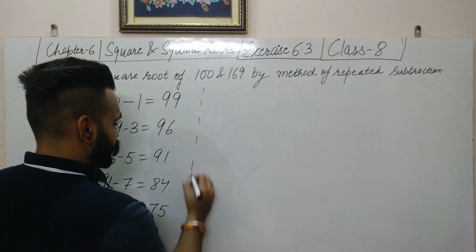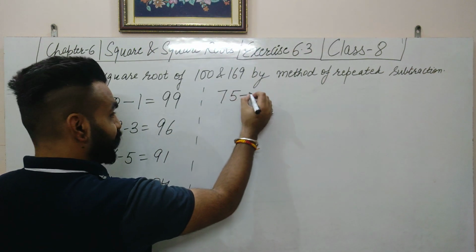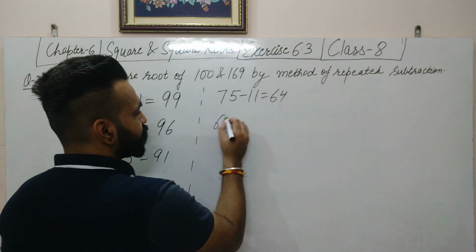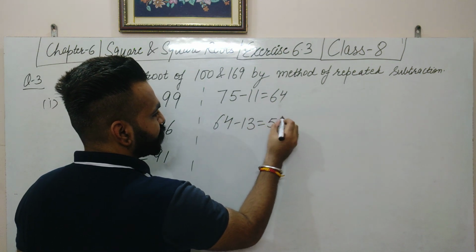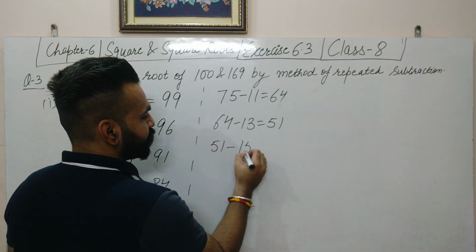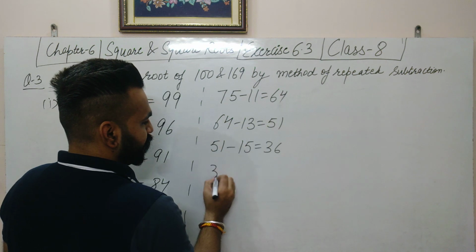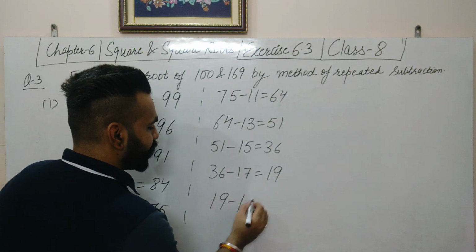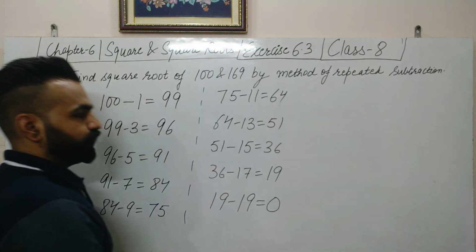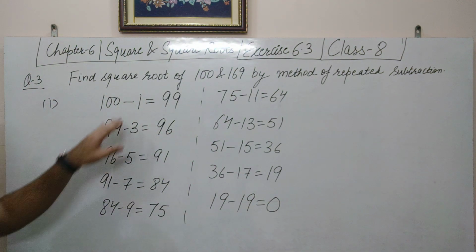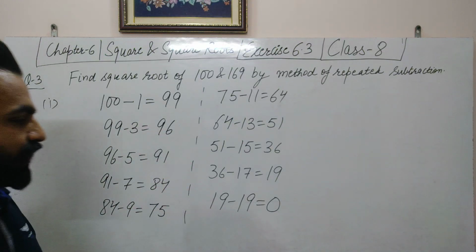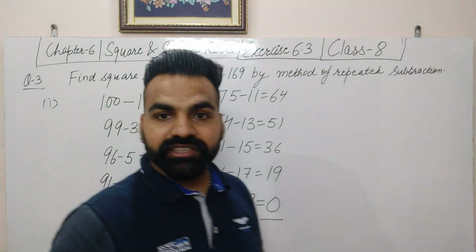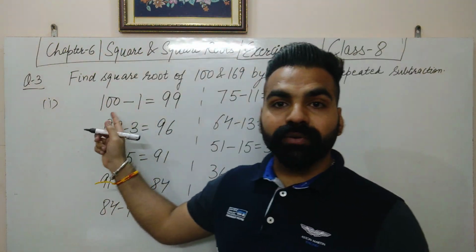Next, 75 minus 11 is 64. 64 minus 13 is 51. 51 minus 15 is 36. 36 minus 17 is 19. And last, 19 minus 19 is 0. So when we subtract the odd numbers in this way, the last answer is 0. And we know that whenever the answer is 0, then the given number is a perfect square.